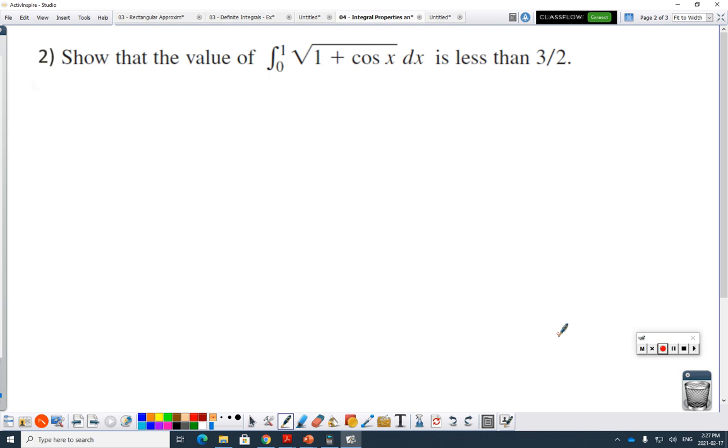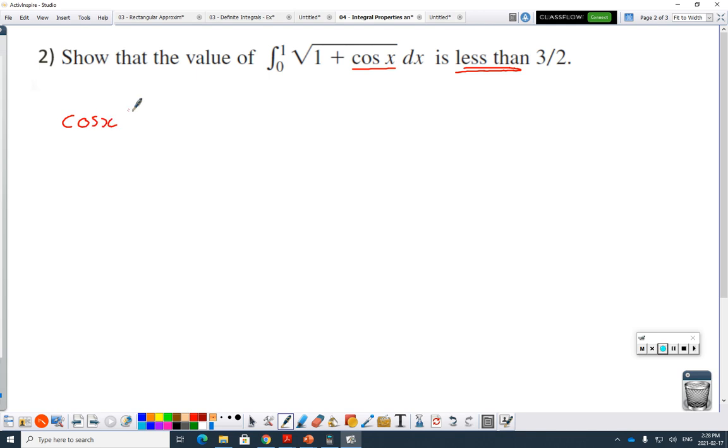But this phrase sort of tips my brain to something. It's less than 3 halves. They didn't actually ask me for the value. They asked me for less than a certain value. And I don't know about the square root of the 1 plus or anything like that, but cos x, let's talk about cos x. Cos x has some very specific rules to it. And the most it goes to is 1, and the lowest it goes to is negative 1.